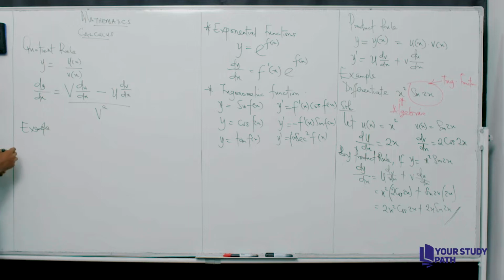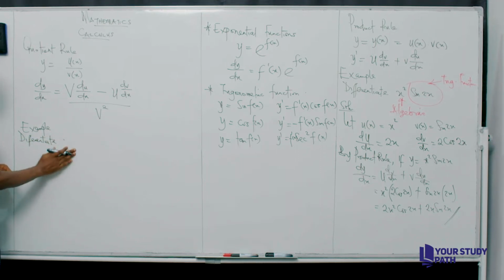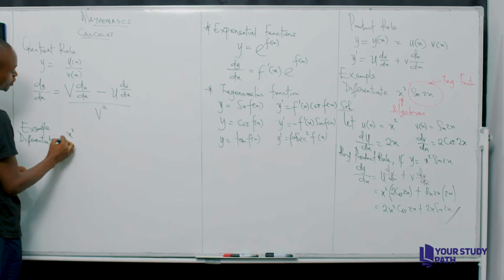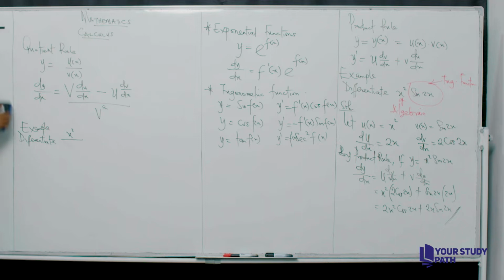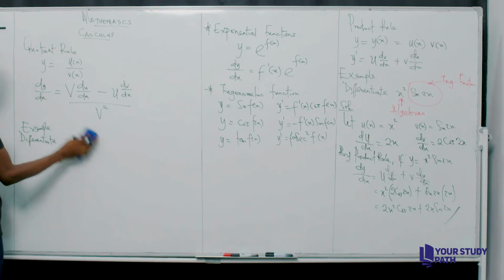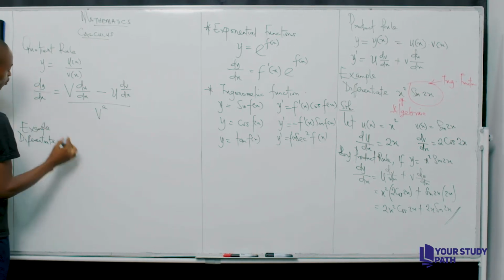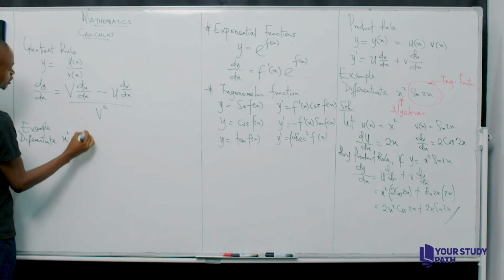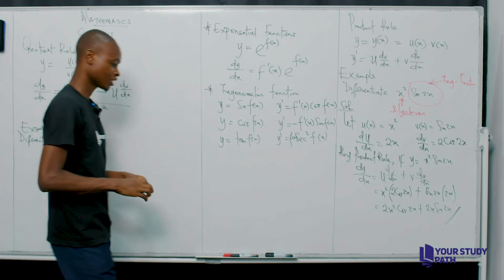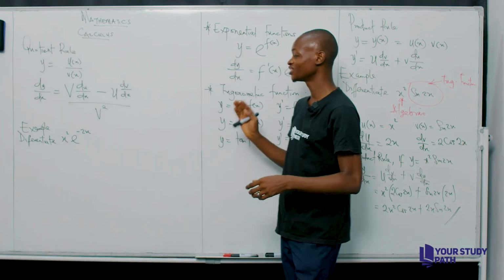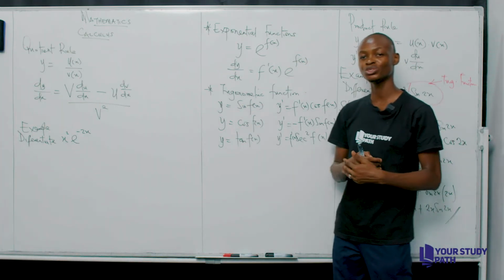This time, let us find the differential of x squared e raised to power minus 2x. Yes, very beautiful. So this is what we want to differentiate. We want to differentiate x squared e raised to power minus 2x.